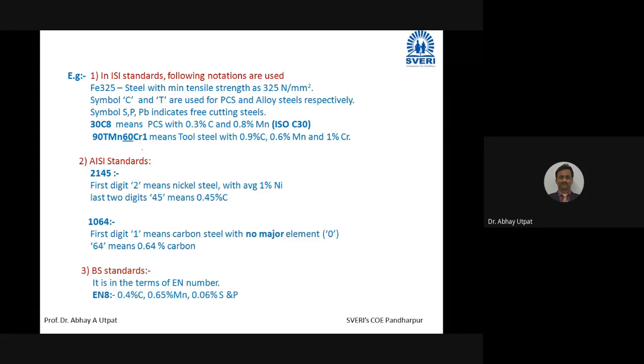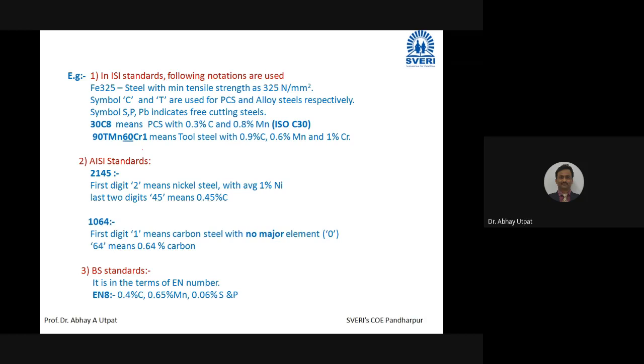Next type, 90T Mn60Cr1. It is a T. T means tool steel. So what is the percentage of carbon? 90 is written before T. As per Indian standard, I am telling, 0.9% carbon. See, tool steel must be high carbon steel. That's why it must have a higher percentage of carbon.